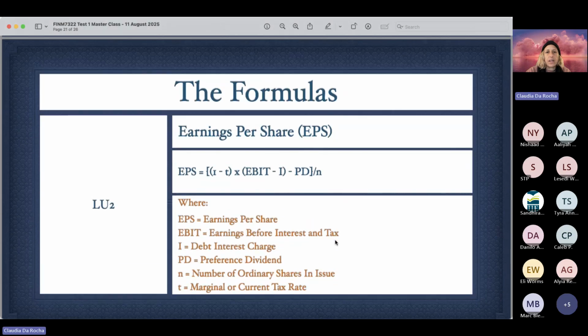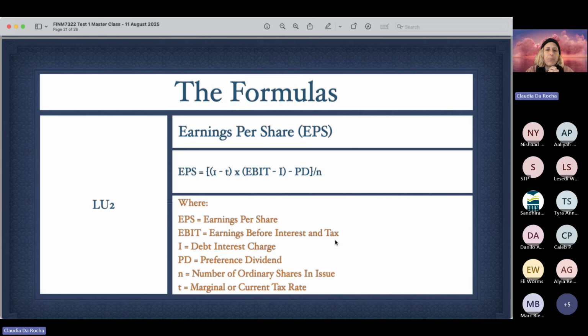Then we have earnings per share. It's an old formula. It's nothing new, or at least the understanding isn't. I know previously, like in 2A, we would have learned earnings divided by the number of shares gives you earnings per share. That would have been the formula.